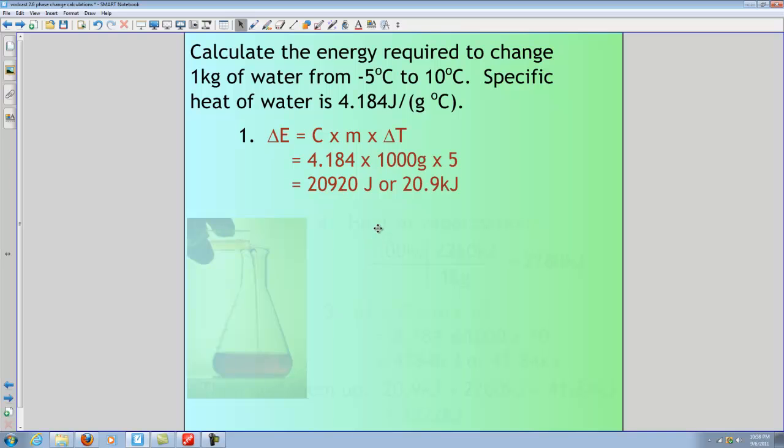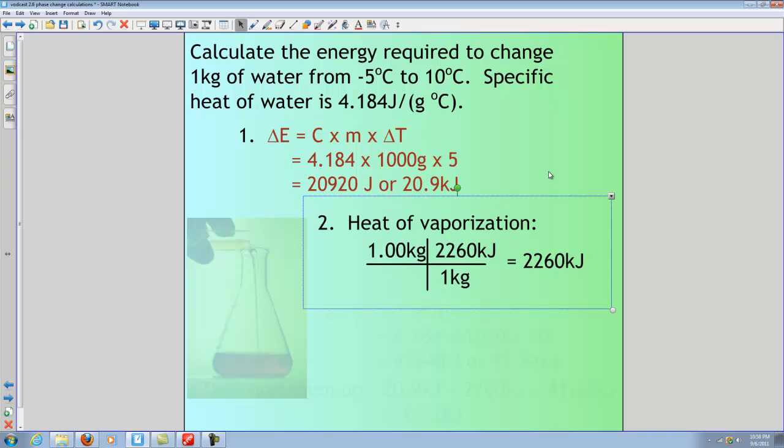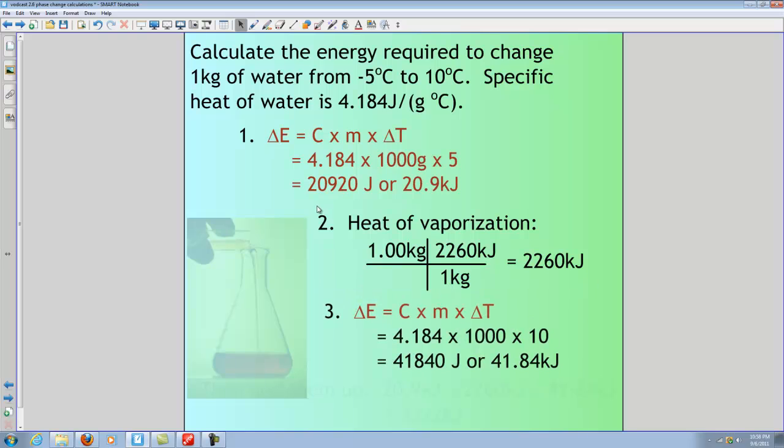That's part 1. Part 2 is we do the heat of vaporization. 1 kilogram. We take the heat of vaporization of water. We pulled this from the previous slide. So 2,260 kilojoules per 1 kilogram. Kilograms cancel. This is what I get out, 2,260 kilojoules. Step 3 is that I do the calorimetry again, this time from 0 to 10, because we went from negative 5 to 0, we did the phase boundary, and then we're going to do from 0 to 10.